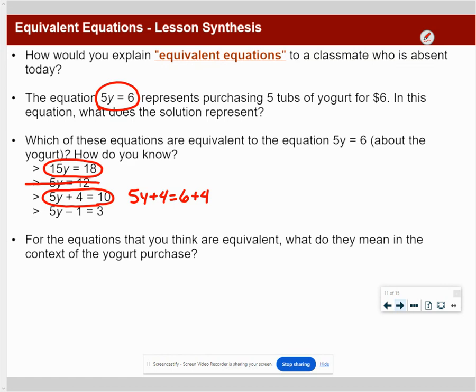For the last one, it looks like they took the 5y and they subtracted 1. But if I did the same thing on the other side, I don't get 3. I would get 5, right? So this one does not work.